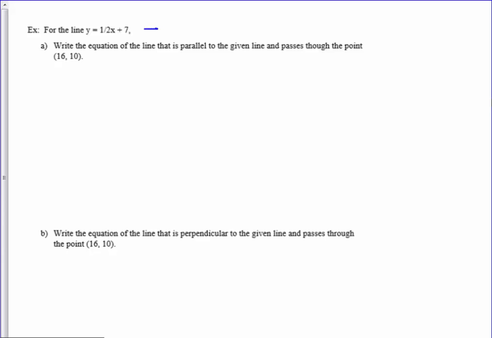First, notice that the line that you've been given is in the proper form y equals mx plus b, meaning that we already know what the slope of the given line is. So the given slope is 1/2. For the first part of the problem, it wants an equation of a line that's parallel. Recall, if a line is parallel, then the slopes are equal. So the slope would have to equal the same thing as the given line, which would be 1/2.